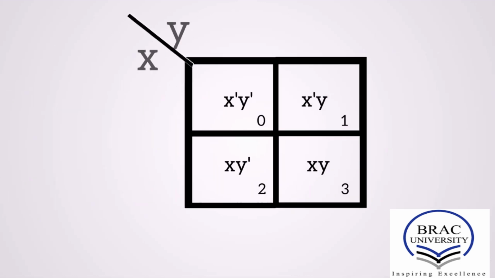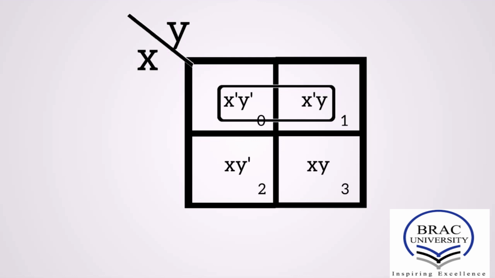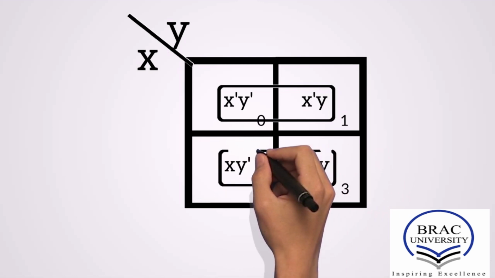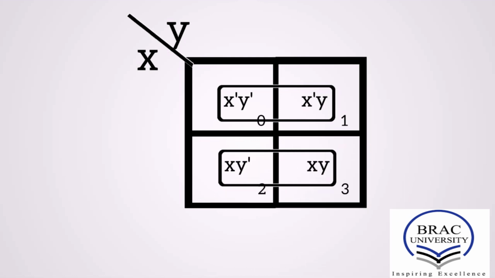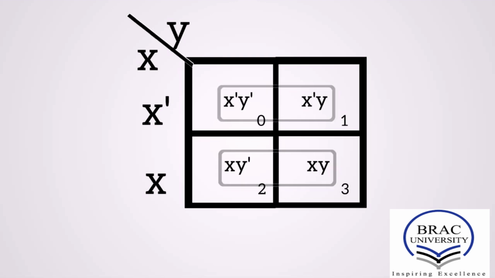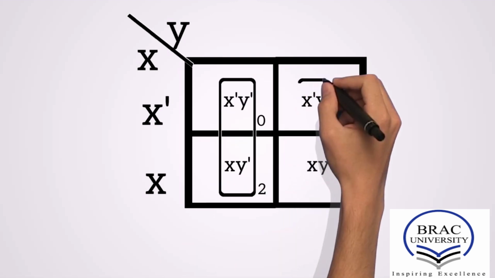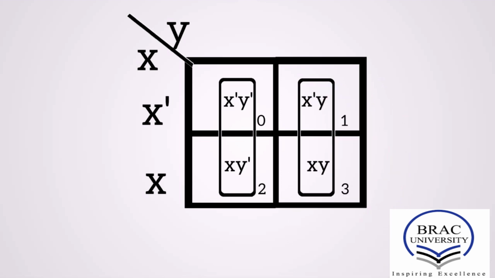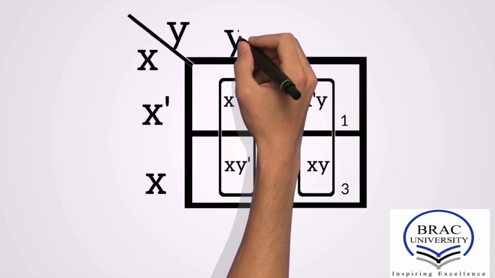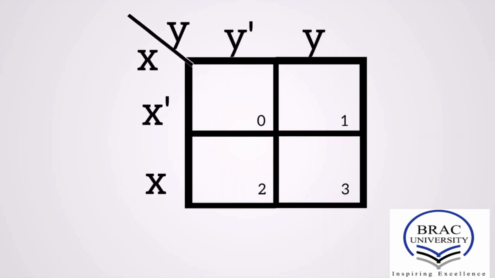From the map, we can see that in row 1, both boxes have x prime in common. Similarly, x is common in row 2. So we label row 1 as x prime and row 2 as x. Now, if we see the columns, in the first column, y prime is common and in the second column, y is common. So we label them as y prime and y respectively. So this is how a K-map looks for two variables.